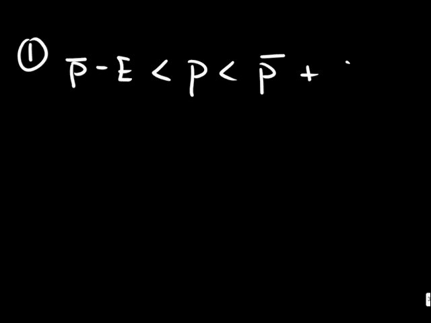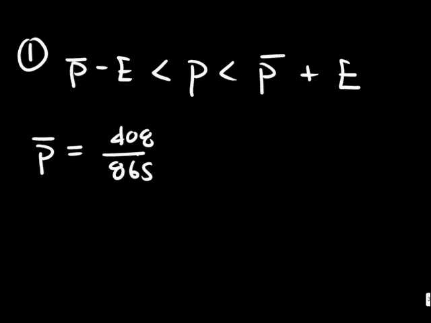Question 1, we are estimating a proportion. That's the sample proportion minus the error is less than the true proportion, which is less than the sample proportion plus my error. The sample proportion in this problem is they've had 408 successes divided by 865 data in the sample.